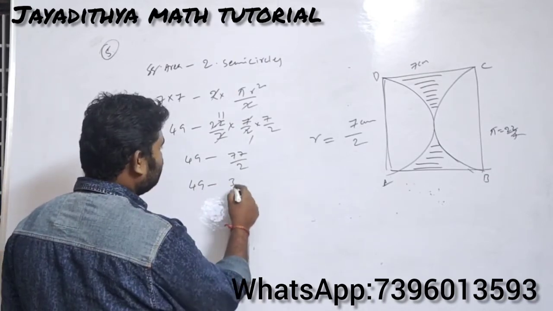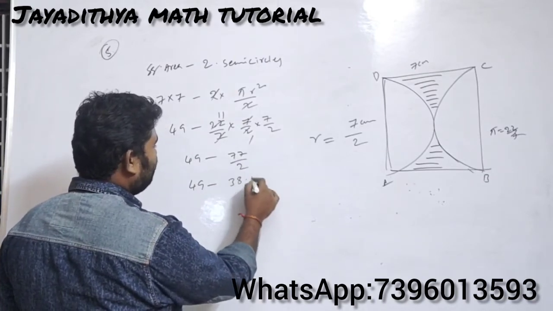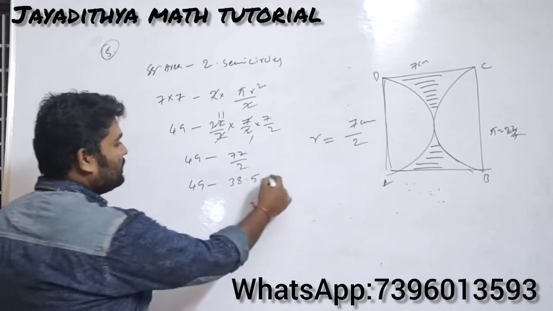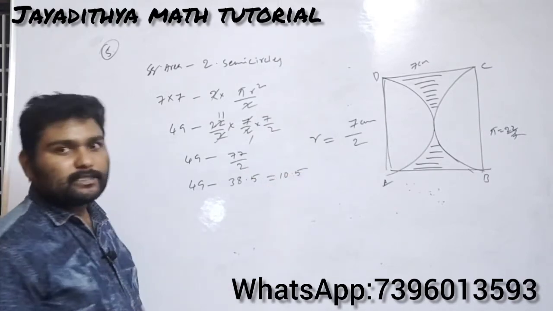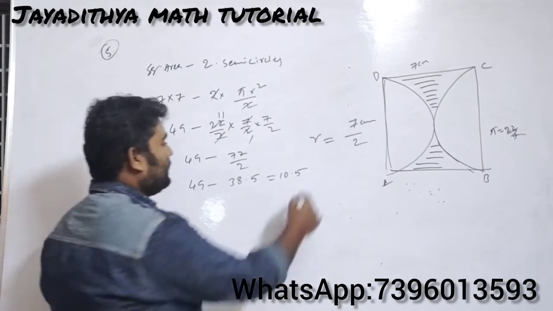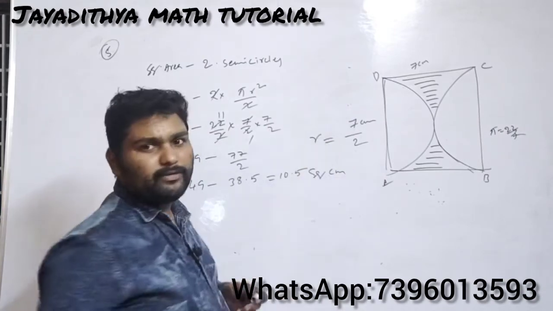So that is equal to 38.5. That is equal to how much? 38.5. So the answer will be 10.5. The answer will be how much? 10.5 square centimeters. So this problem is very simple.